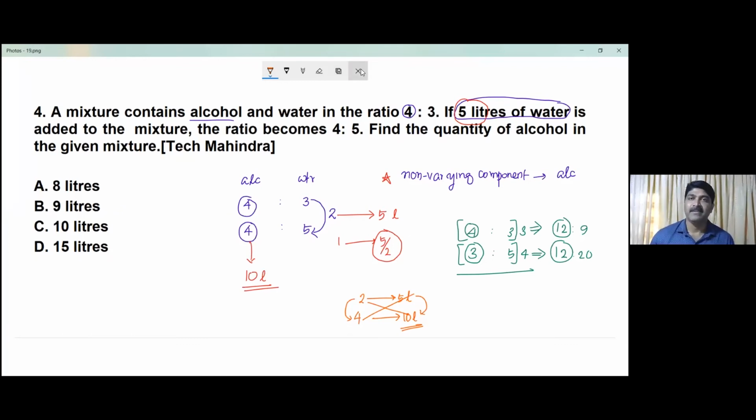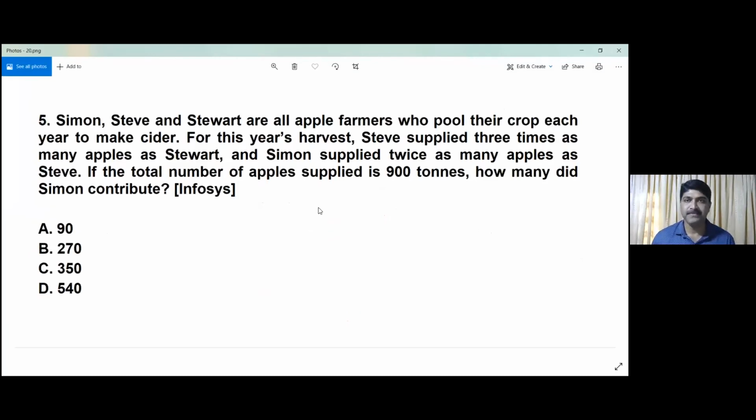Okay. Yes. So now we can consider the next question. It's again from Infosys.